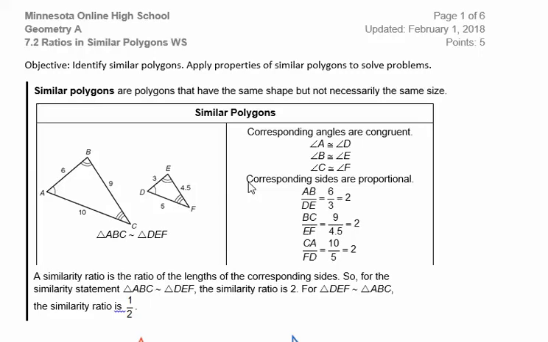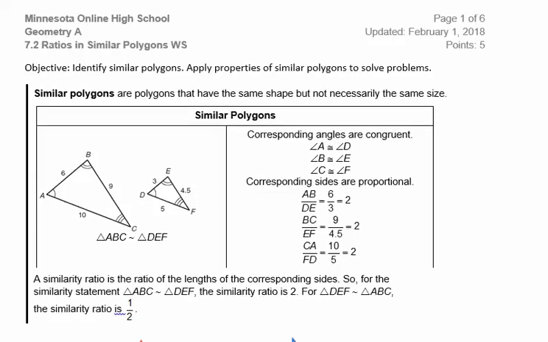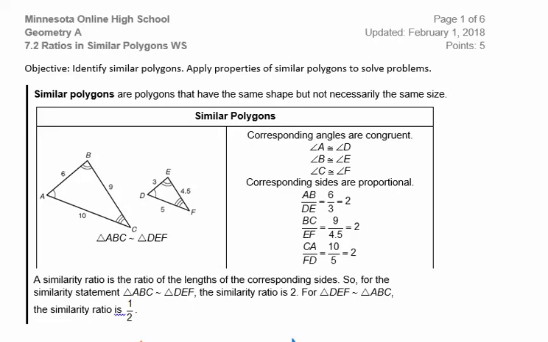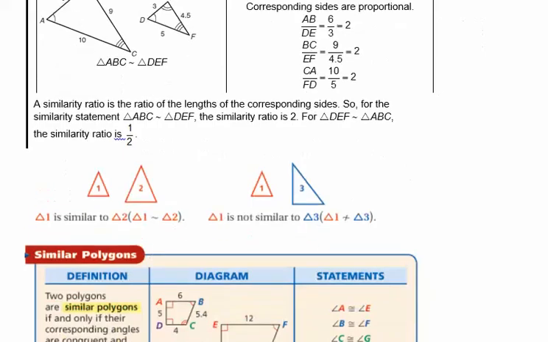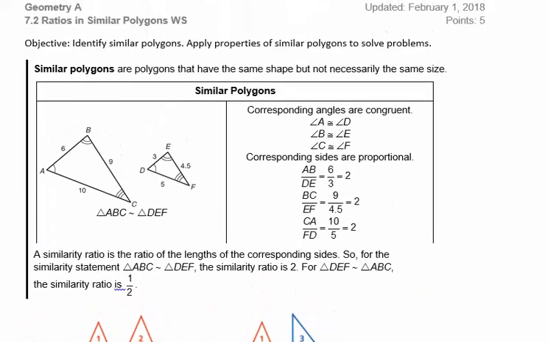Hello, this is Ms. DB, and in this video I'm going to review how to do some of the problems in the 7.2 worksheet on ratios and similar polygons. Remember that you should first either watch the full video where I explain more background on this topic, or else read through the examples and the material in the textbook. So our objective is to identify similar polygons and then apply properties of similar polygons to solve problems.